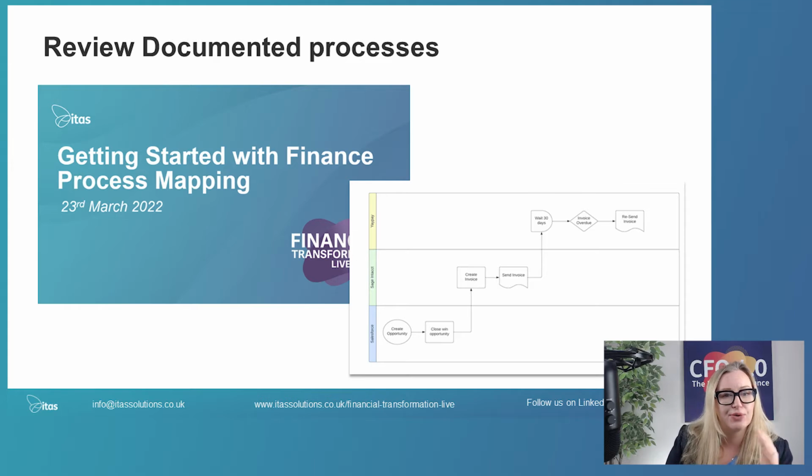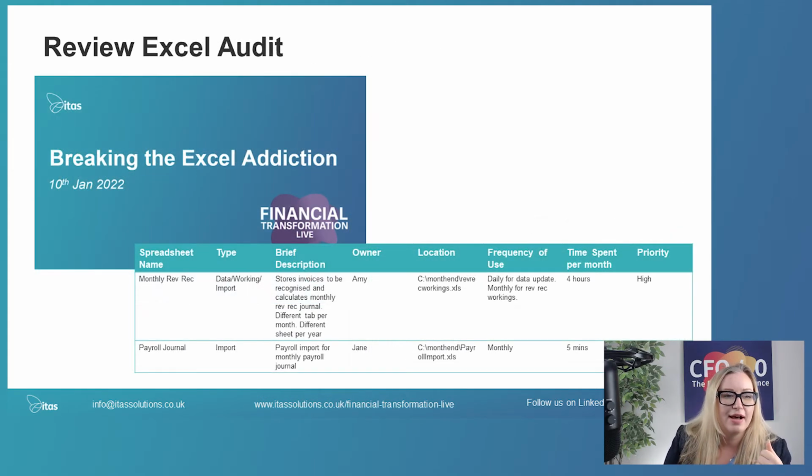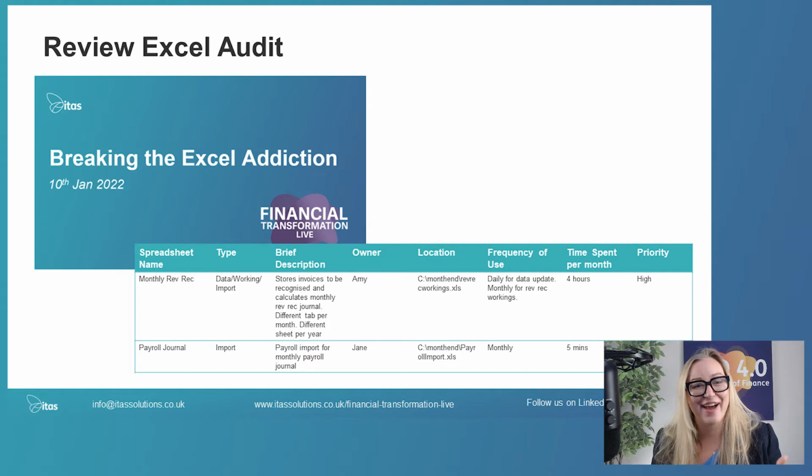Okay, so next step is review your documented processes. The step after that is reviewing your Excel audit. So again, every customer I speak to, I just have this as standard now because I have just seen so many benefits from doing this. It's super simple, sometimes scary for individuals within that team, particularly if they've got a lot, but we talk about an Excel amnesty. Doesn't matter, just get it all out, we can fix it later.